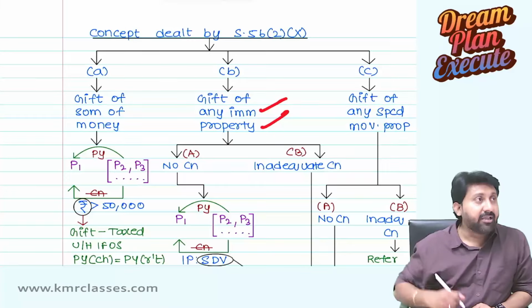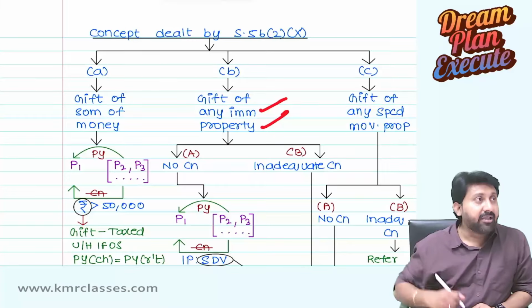Gift of immovable property. No consideration. What is this? No consideration means consideration is not taken. Zero consideration. Where any person receives during the previous year from any person or persons any immovable property, the stamp duty value of which exceeds rupees 50,000, then the entire stamp duty value will be treated as a gift, taxed under the head IFOS. Which year? Previous year of chargeability will be the previous year of receipt.